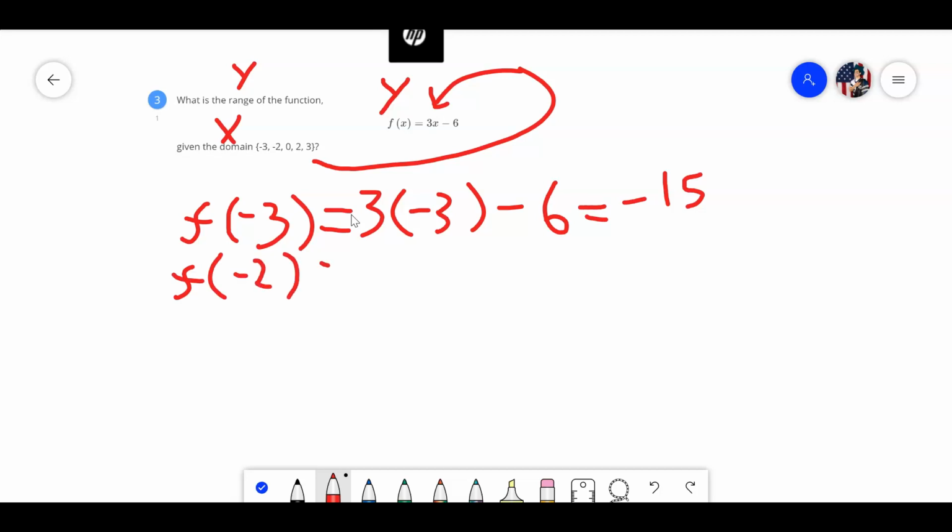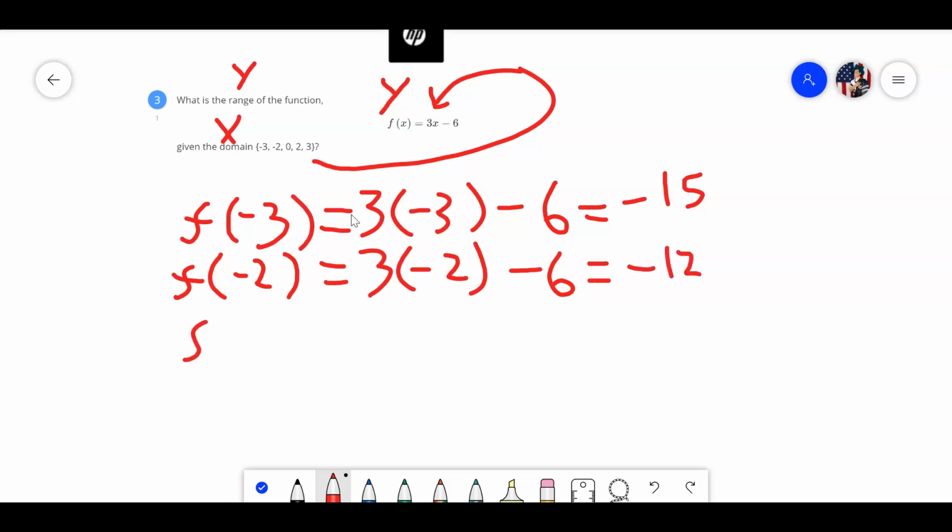-2. So once again, I'm going to write this, evaluating it. 3x means 3 parentheses -2 minus 6. I'm just rewriting the function, and I'm replacing x with a parentheses -2. All right, now do the math. 3 times -2 is -6. -6 minus 6 is -12.